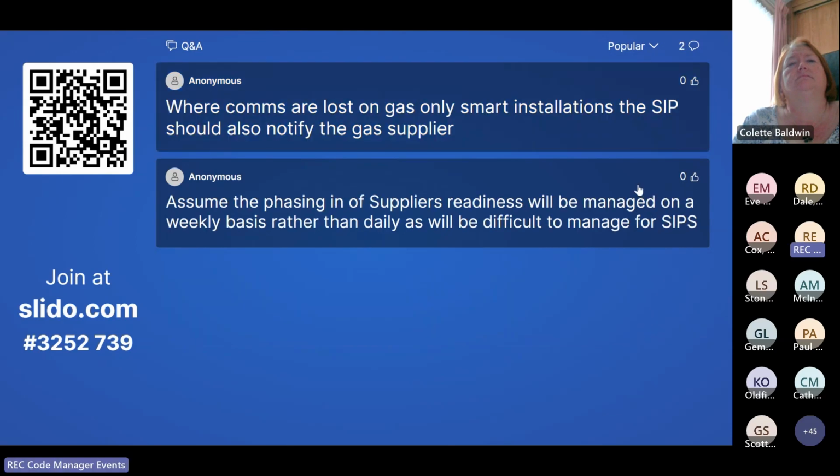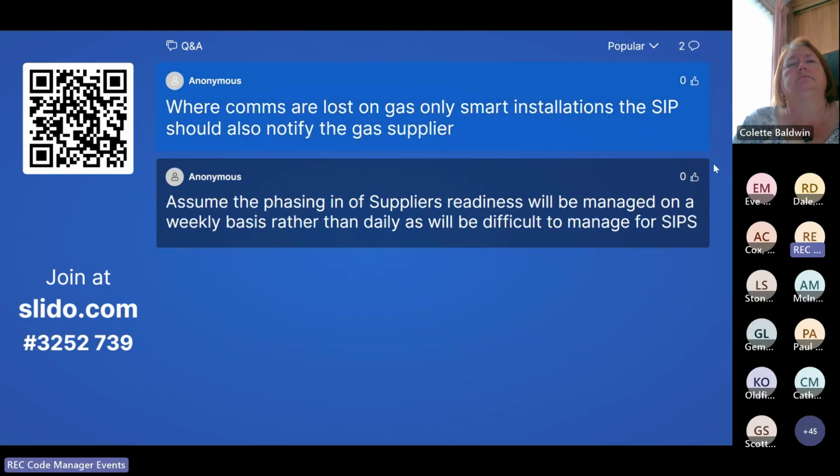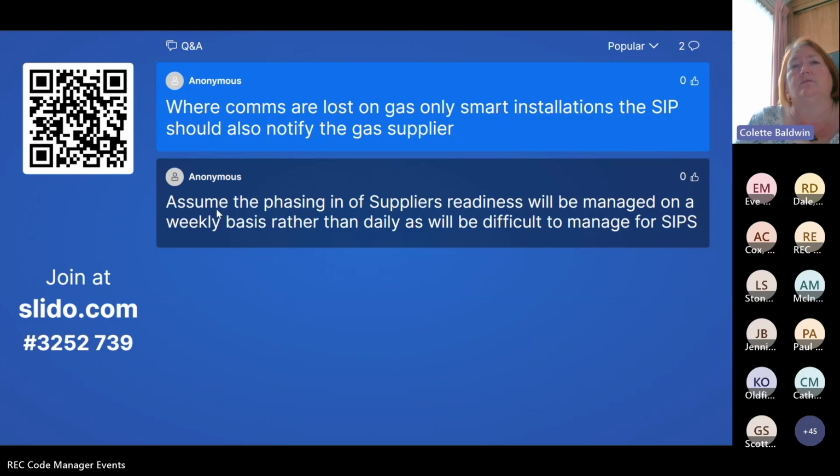When comms are lost on gas-only smart installations, the SIP also should notify the gas supplier. It's a good shout. No one's picked that one up as a point before, so we'll update the documents to include that.